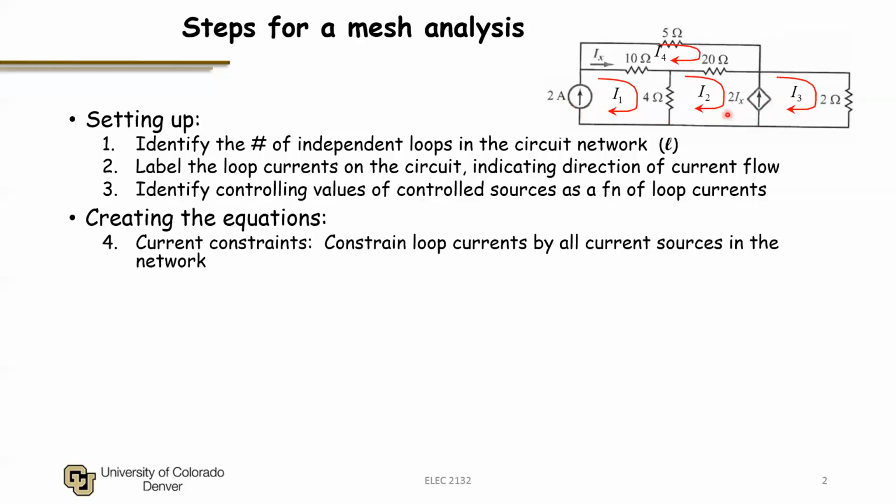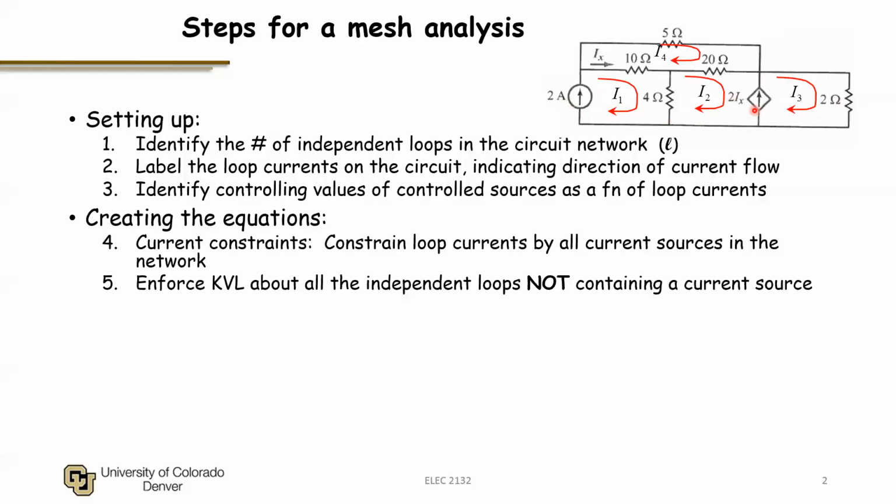We also have another current source, a current-controlled current source. So the current flowing through that branch is going to be 2IX flowing up. Now it would constrain the loop currents I3 and I2 that are superimposing on that branch.